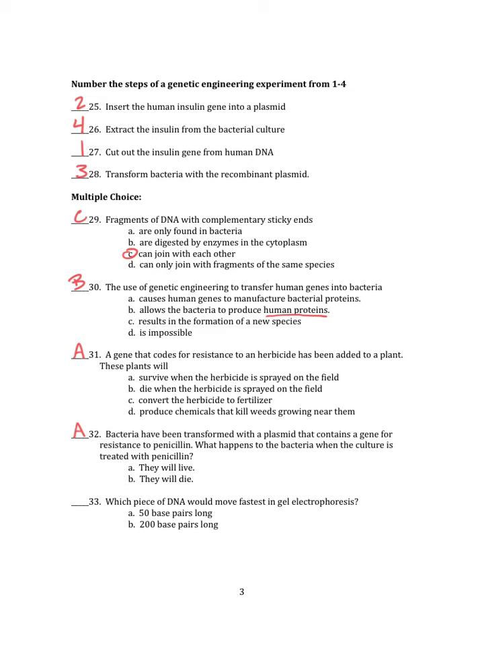Finally, number 33 says, which piece of DNA would move fastest in gel electrophoresis? So remember, gel electrophoresis moves things with electricity across a gel. When DNA travels through that gel, larger pieces move more slowly, smaller pieces of DNA move more quickly. So that means that the answer to this question is A, because a segment of DNA that is 50 base pairs long is smaller and is less hindered by the gel than a larger DNA segment, which is 200 base pairs long. So 50 base pairs moves more quickly than 200 base pairs.